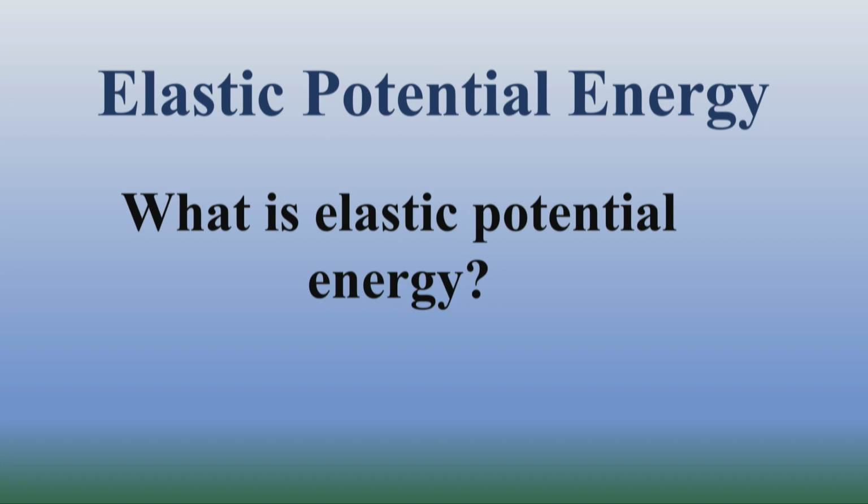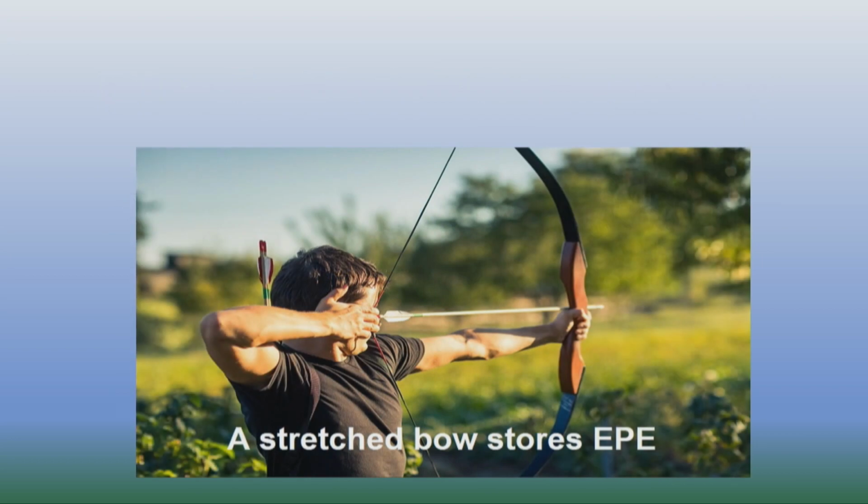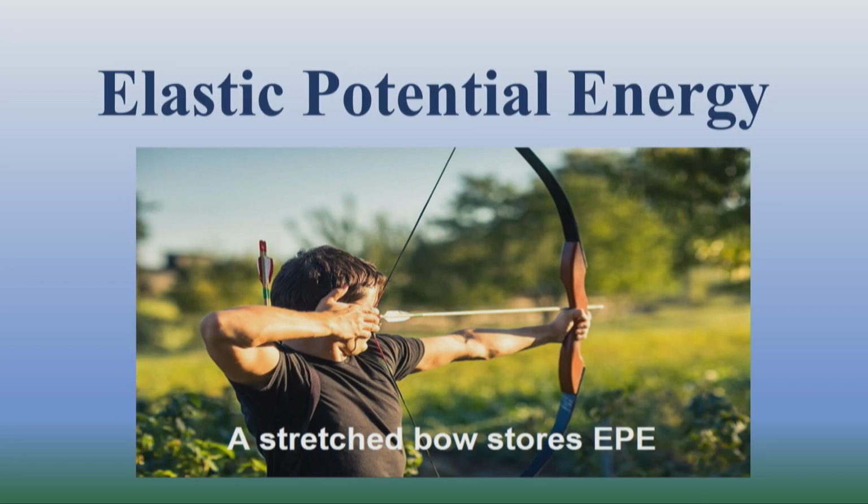We have now reached the third and last part of today's lesson, namely elastic potential energy. The slide shows a bow about to shoot. The string is stretched and the bow is deformed. Both store elastic potential energy.